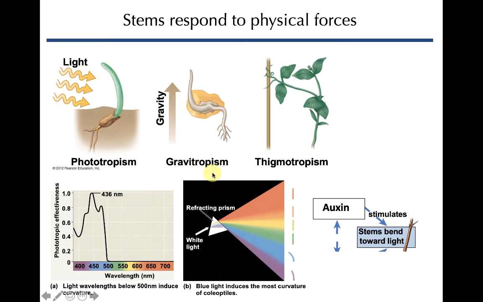Negative gravitropism, stems grow away from gravity. And thigmotropism is responding to touch. Many stems will grow away from touching something, but not all of them. Some stems, like vines, will grow around that object. That would be positive thigmotropism.